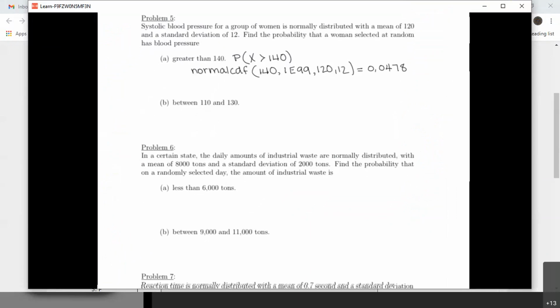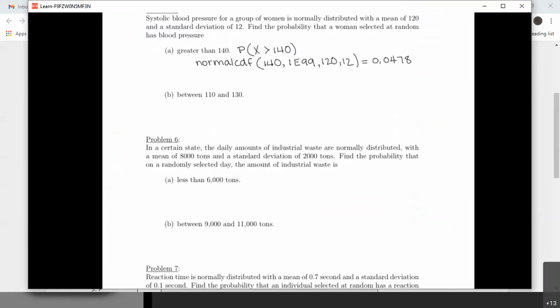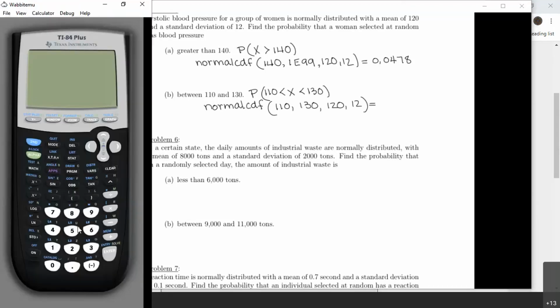All right. Again, between 110 and 130, that's the probability that X is greater than 110 and less than 130. Okay, so that's normal CDF. Lower bound 110, upper bound 130, mean 120, standard deviation 12. And this one I can actually do on the TI for you.